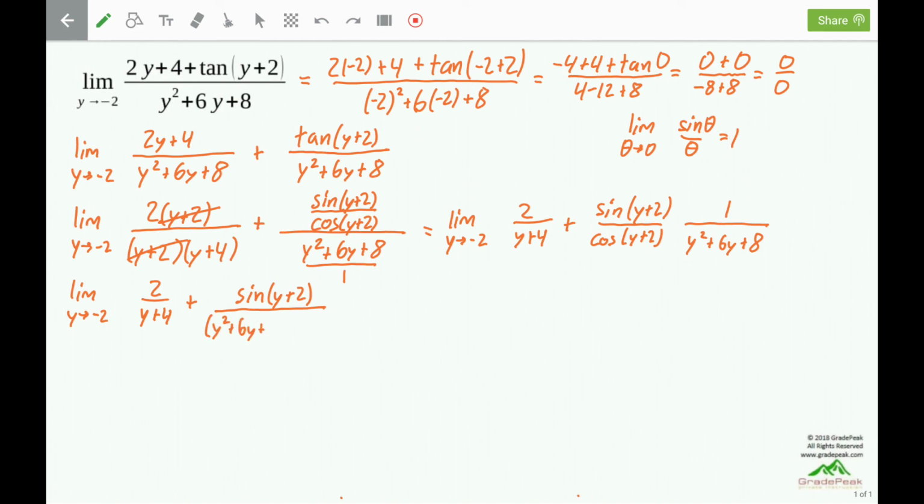All of that is going to multiply the cosine of y plus 2. And so I will write the power function first and then the cosine, as you see here. Now we still have 0 over 0 for this second fraction because we haven't made use of the identity yet. We're going to do the work now to make the identity happen.